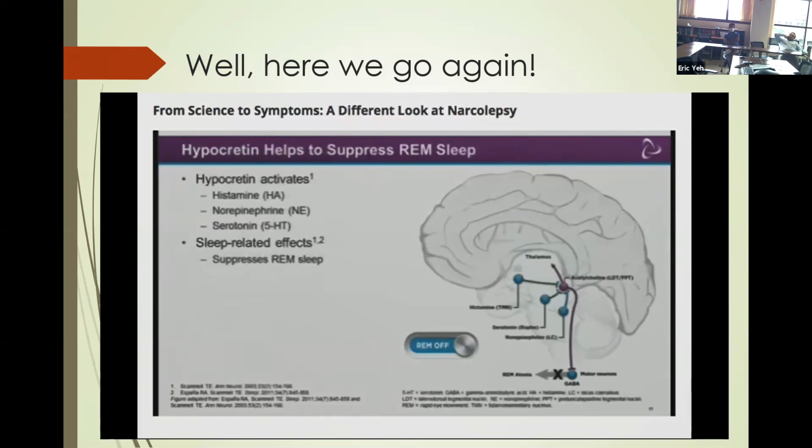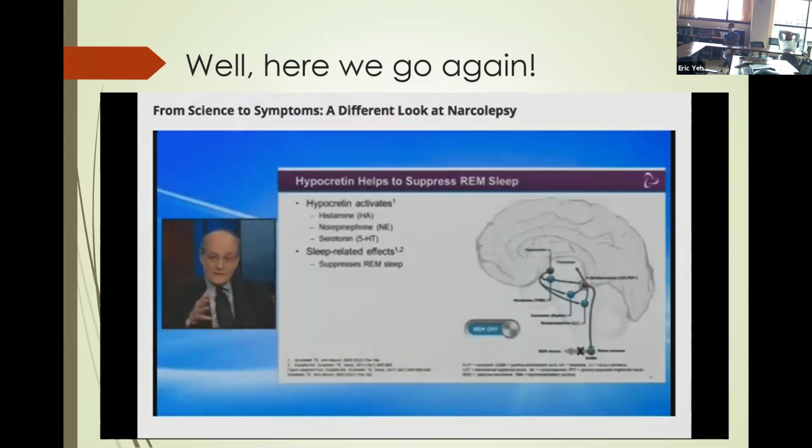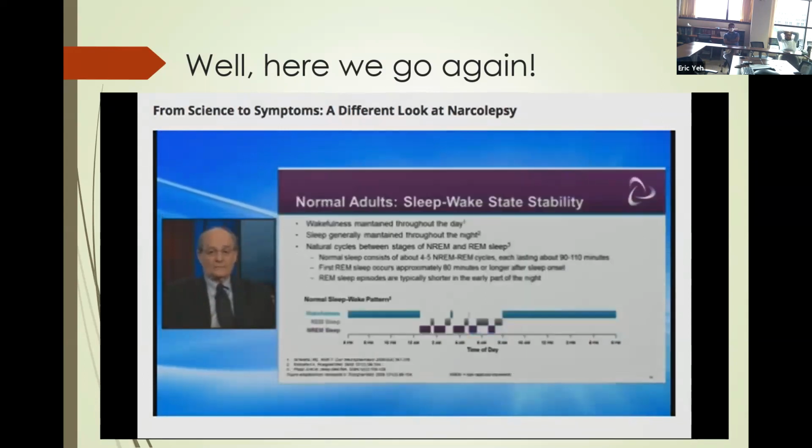Now, very importantly, hypocretin inhibits that. Okay? Now, hypocretin, as I just mentioned, activates histamine, norepinephrine, serotonin, and it suppresses REM sleep. And all of those things together prevent you from having REM sleep and REM-related atonia.